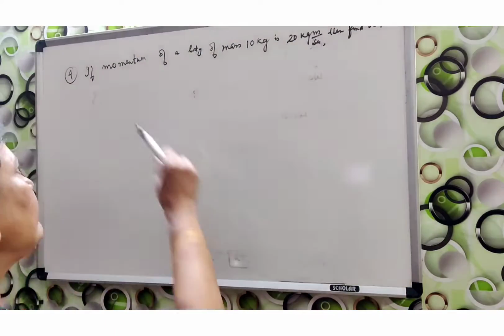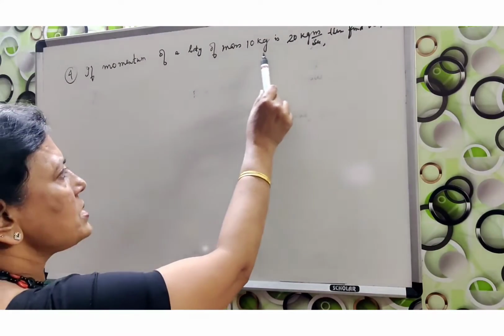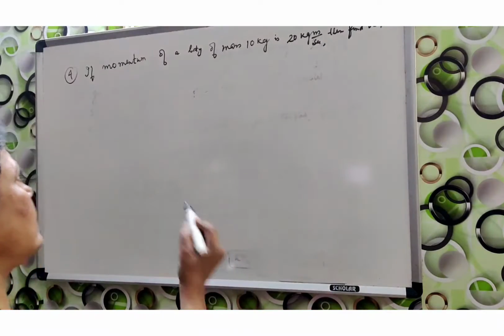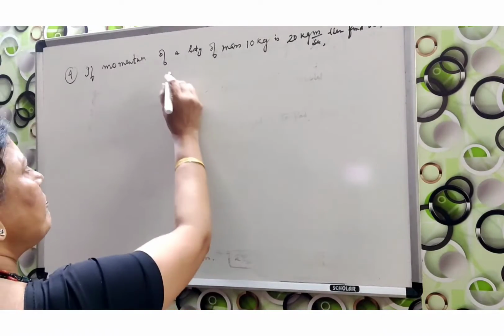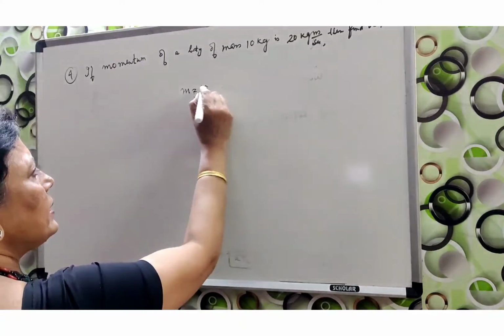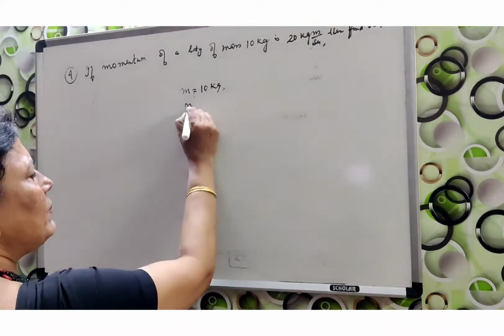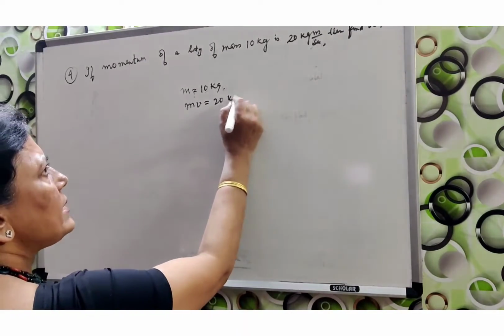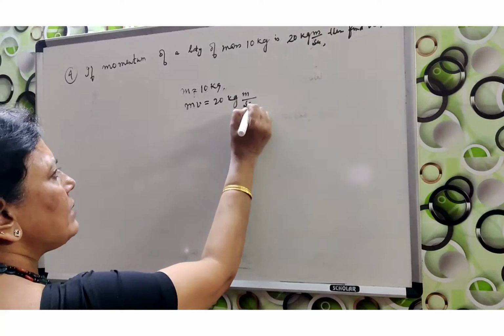Question is, if momentum of a body of mass 10 kg is 20 kg meter per second, find its kinetic energy. So mass is equal to 10 kg, and momentum, mv, is equal to 20 kg meter per second.